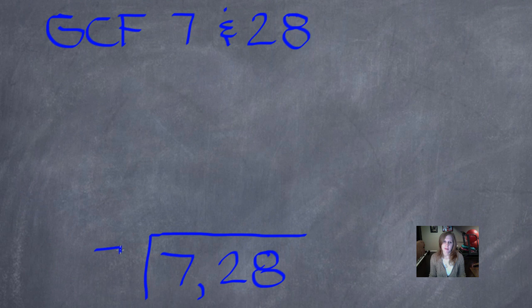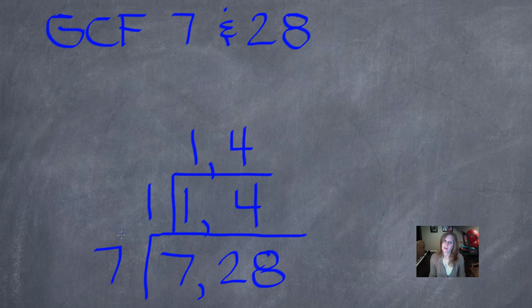So we'll put a 7 here. 7 goes into 7 1 time. 7 goes into 28 4 times. There's our second layer. What divides evenly into 1 and 4? 1, that's right. 1 goes into 1 once, 1 goes into 4 times. We're done because we're repeating those two numbers right there.